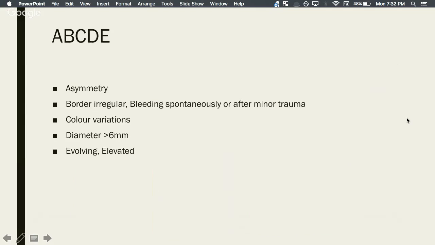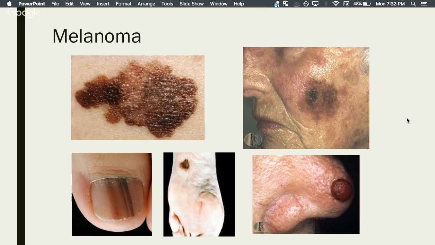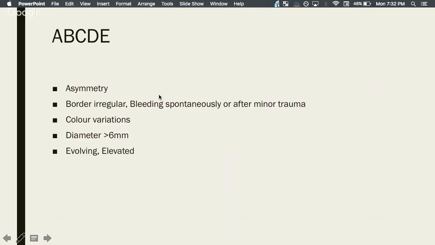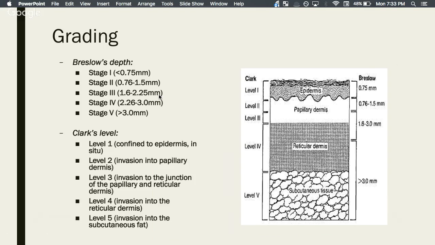In terms of describing them, you use A, B, C, D, E: asymmetry, irregular border, they could bleed spontaneously or after minor trauma. Colour variation, so if you have a look at this, you can see the variations in colour. And diameter more than 6 millimeters, and changing over time, so evolving, or they could be elevated as well. This is something you will really need to know, and it's pretty easy to remember as well, so that's good.